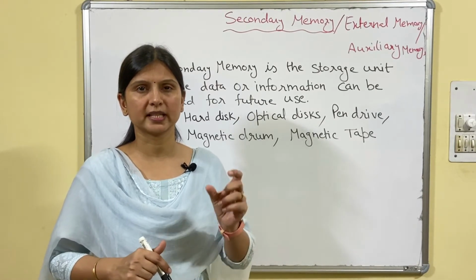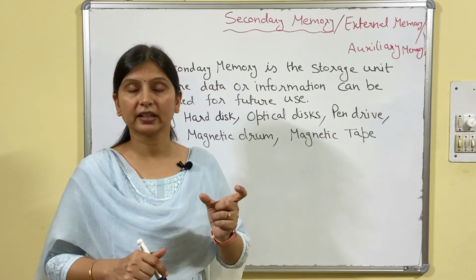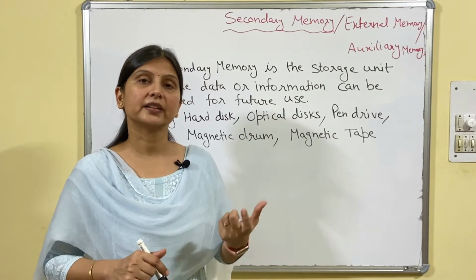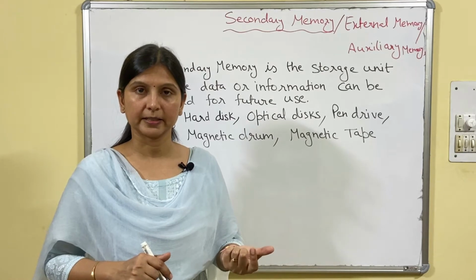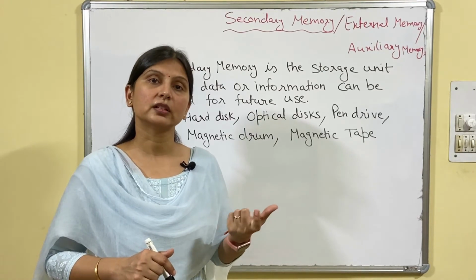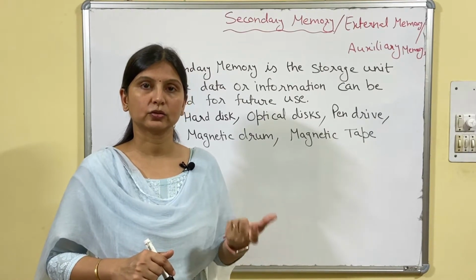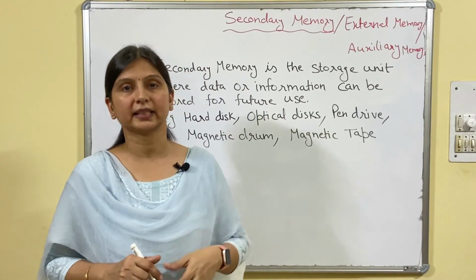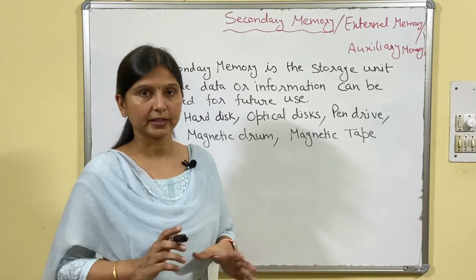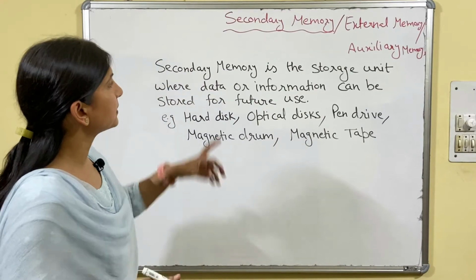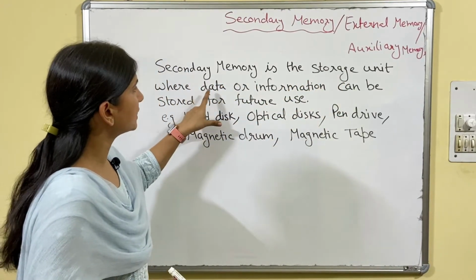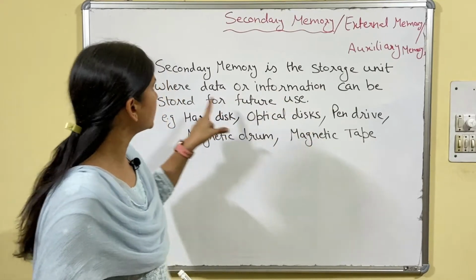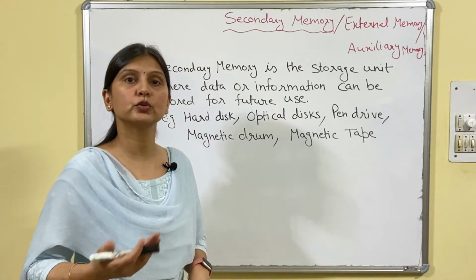See, you might have noticed C drive, D drive, E drive. What are these drives? These drives are the partitions of the hard drive or hard disk. Fine. So the hard disk is your secondary memory. So ultimately it goes to the secondary memory. Fine. So what is secondary memory? Secondary memory is the storage unit where data or information can be stored for future use.